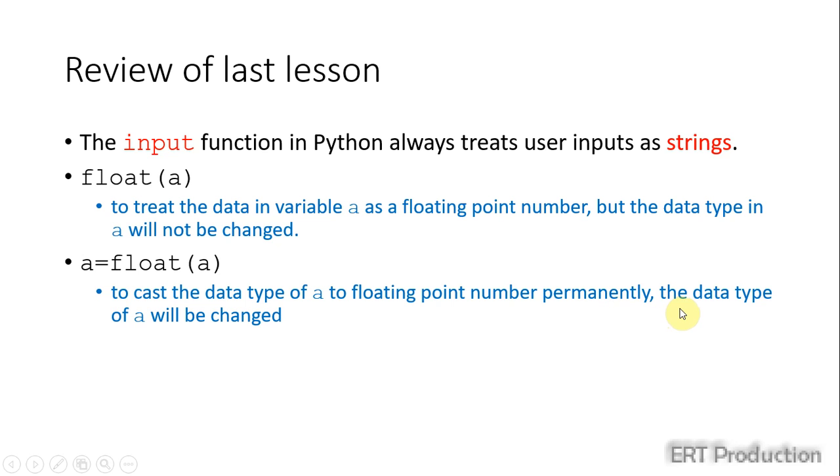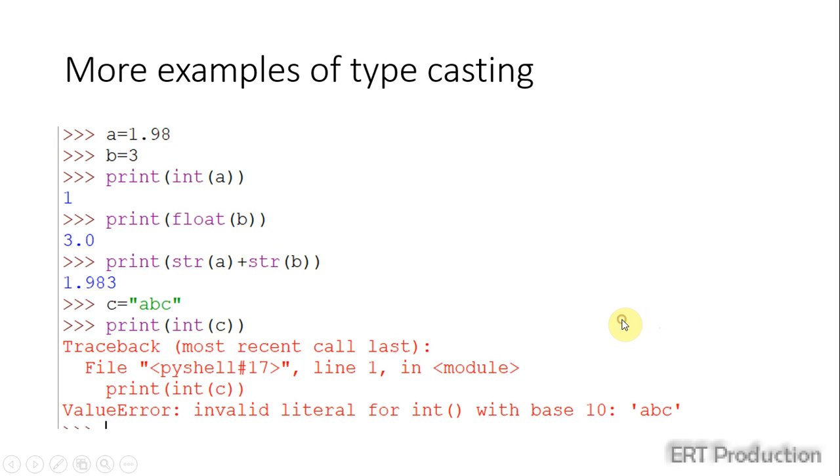Here are small examples of typecasting. This statement is to temporarily change the value of a to integer. All the decimal points are being removed in this case. This statement is to treat b as floating point number. As you can see, the integer 3 is now printed as 3.0 in this case.